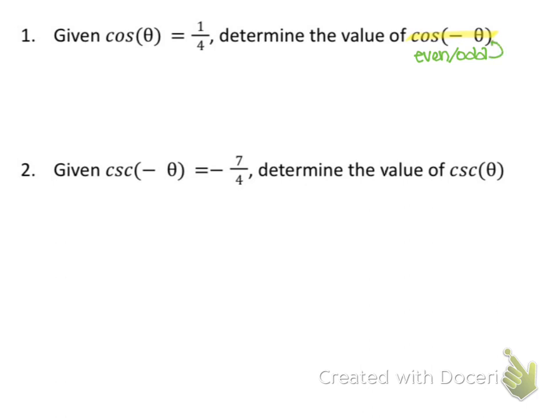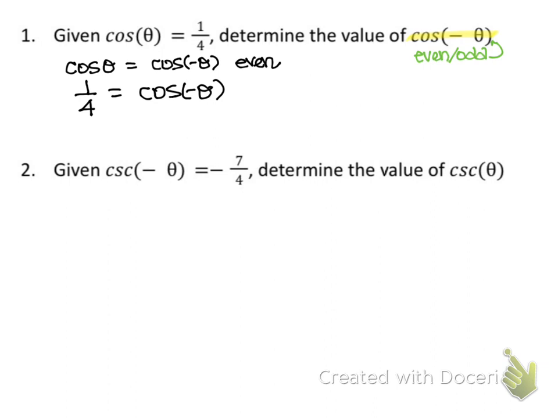So if I have cosine of theta, because it is an even function, they're the same. Which means if I want to find cosine of negative theta, I plug in what cosine of positive theta is, and I have my answer. So cosine of negative theta is still going to be 1/4 because the x value hasn't changed.